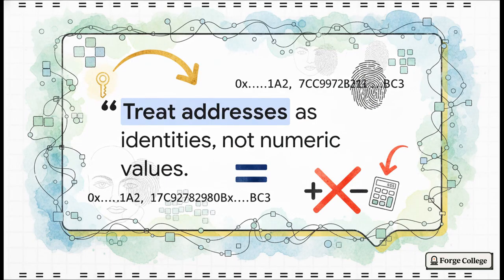Which brings us to a real golden rule of Web3 engineering. Treat addresses as identities, not numbers. Even though an address is technically a 160-bit hex value, you should never ever try to perform math or arithmetic on it. You don't add, subtract, or multiply addresses. You just compare them using those strict Boolean equality operators we wired up in the last lesson.